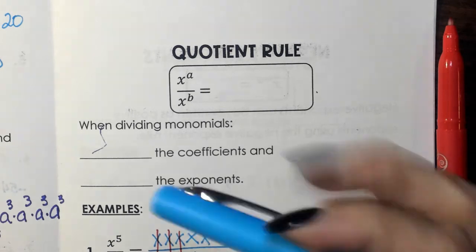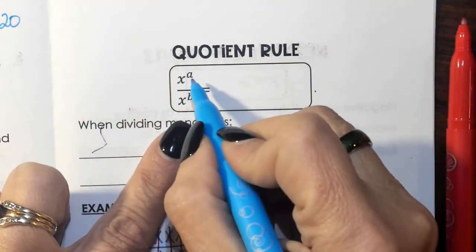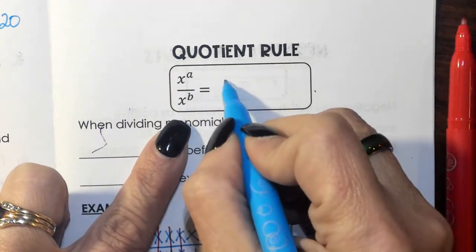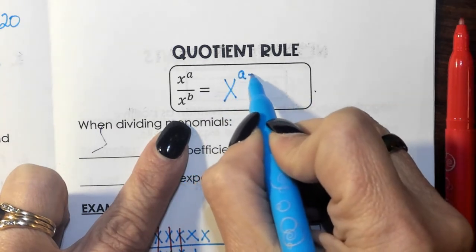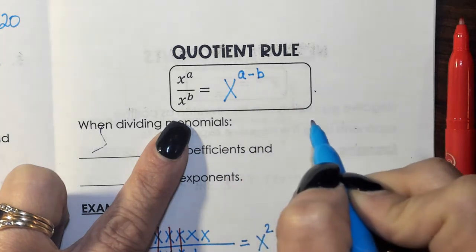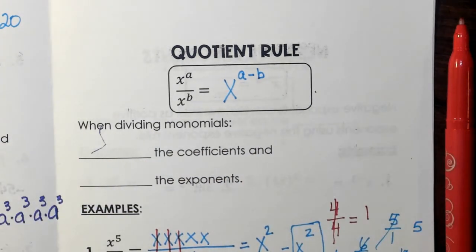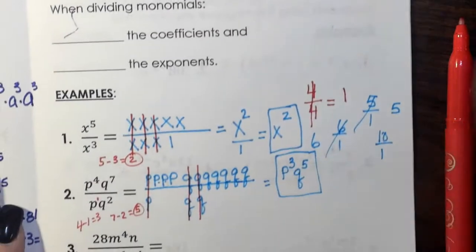What's the quotient rule? I'm going to say that if I have x to the a over x to the b, I'm going to subtract. So that will be a minus b. Now, we're not going to do the next part. We're going to figure this out.